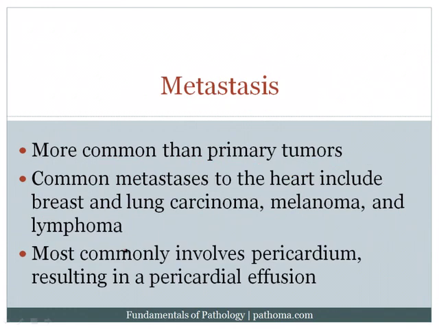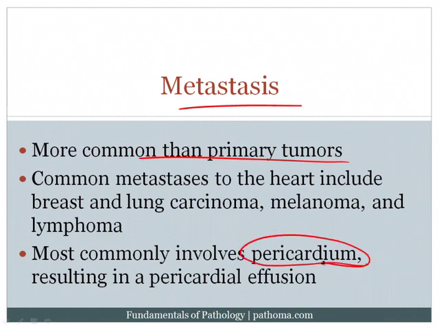Now, the last discussion about cardiac tumors involves metastases. Metastasis to the heart is more common than primary tumors. And common metastases to the heart include breast and lung cancer, melanoma, and lymphoma. These are the tumors that love to go to the heart. When they go to the heart, they usually go to the pericardium, and it results in a pericardial effusion. And so that closes off both the section and this chapter.